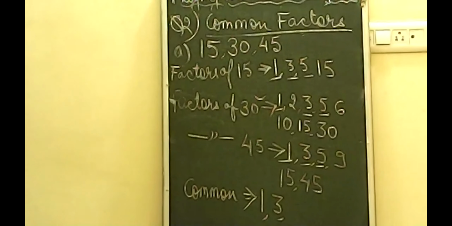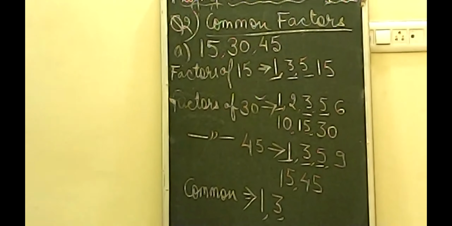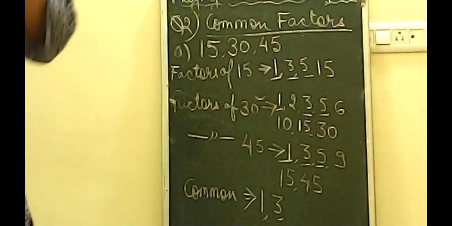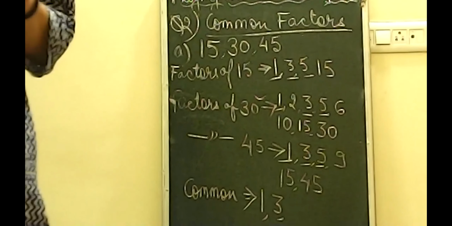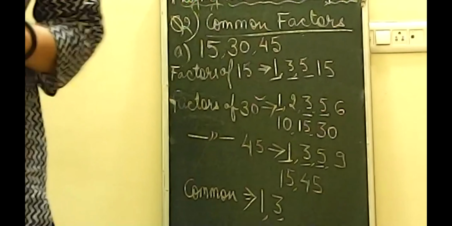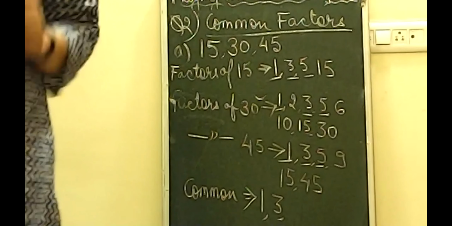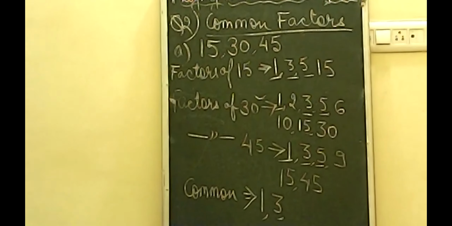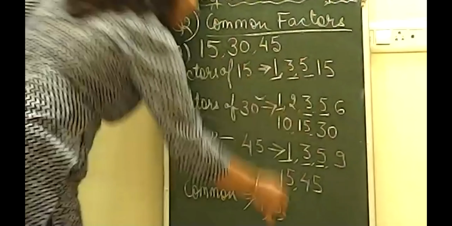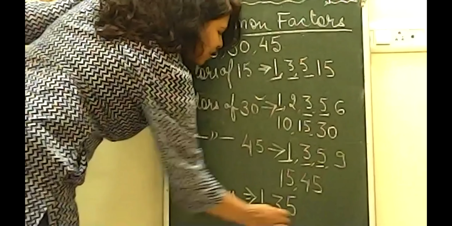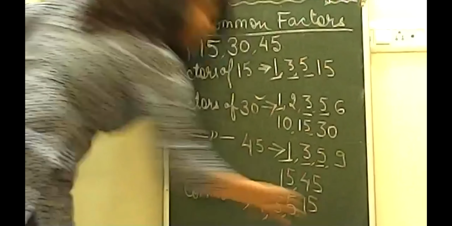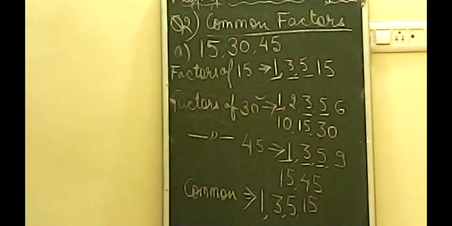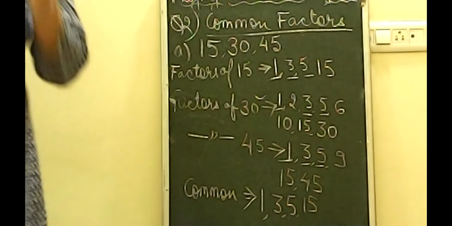Remember, beta, you have to take care of this thing. The number which is common in all three. A number which is common in all three, we only consider that as a factor. Okay? So let us take this. Here 3 is there in all, 5 is there in all and 15 is there in all. So the common ones will be 1, 3, 5 and 15.